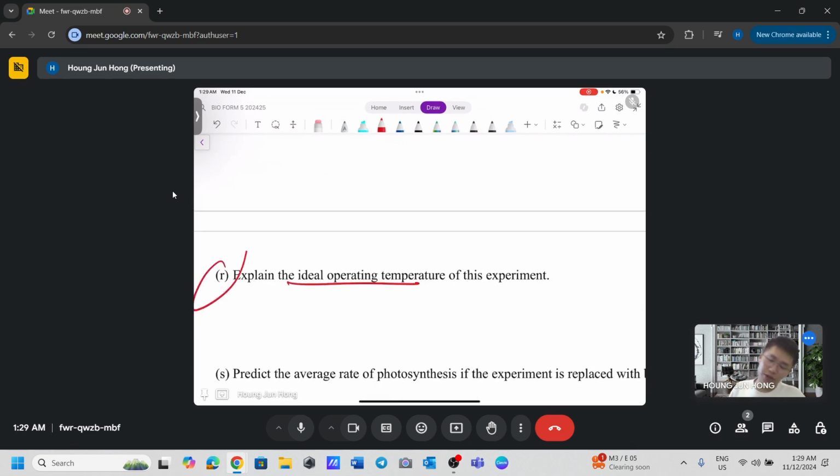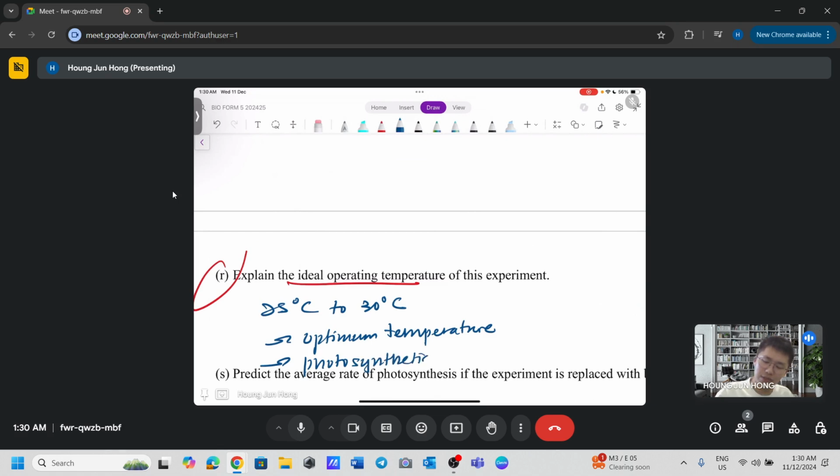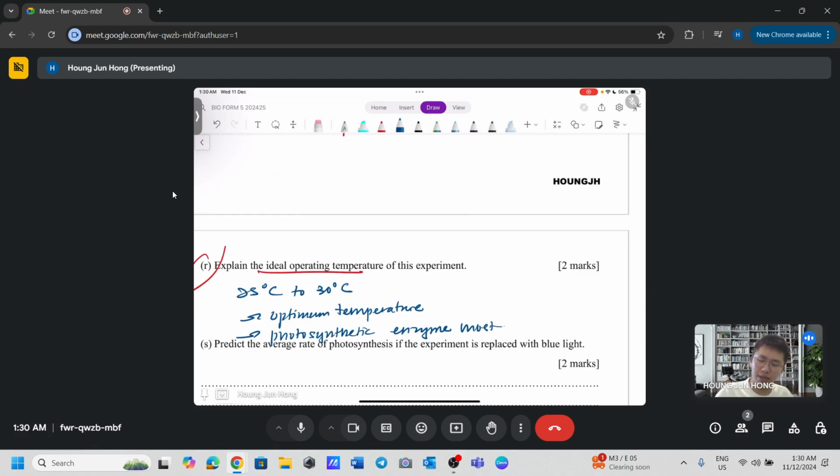What is a perfect temperature over here? Yes, if you have a thermometer, if you have a water bath control, you should do 25 to 30. Why? Because this is the optimum temperature in which your photosynthetic enzyme would be the most active.